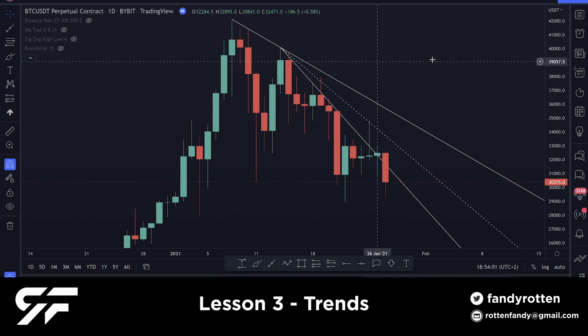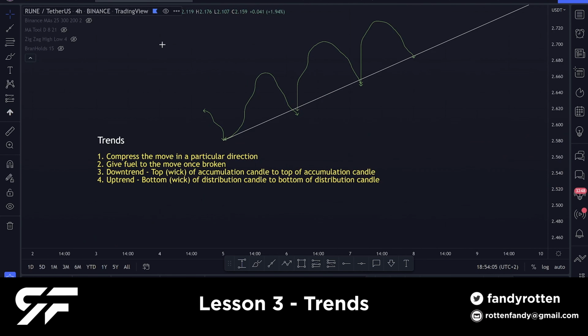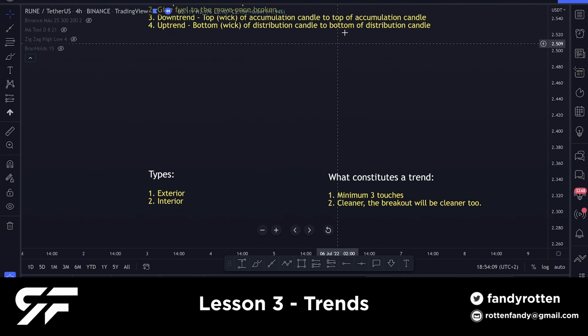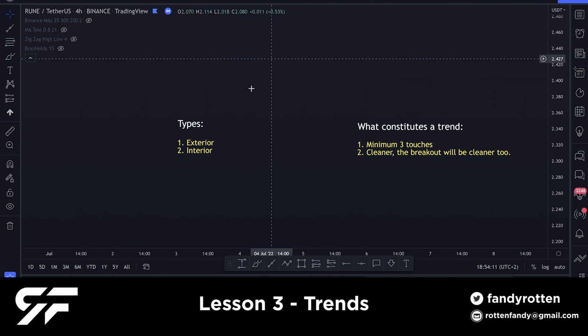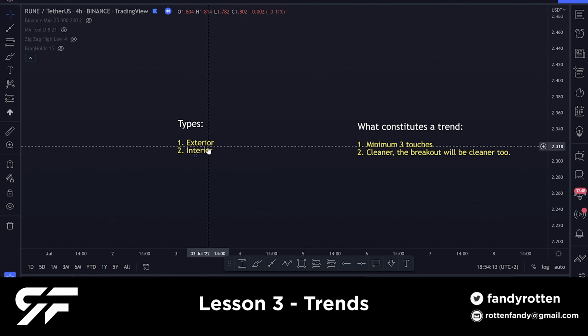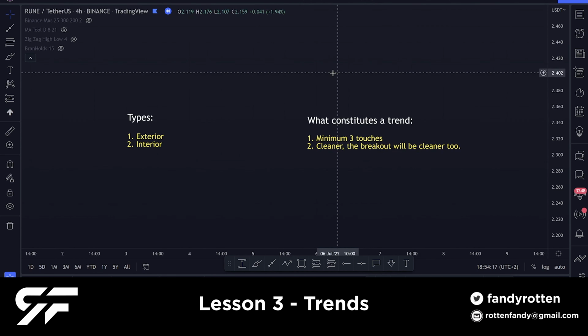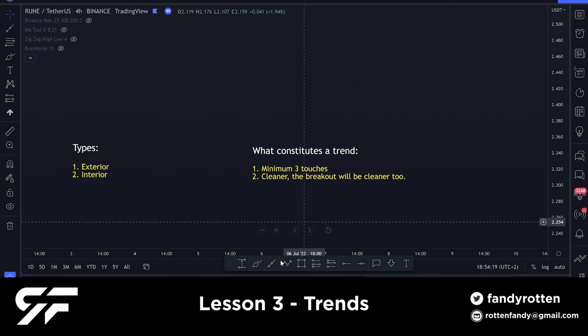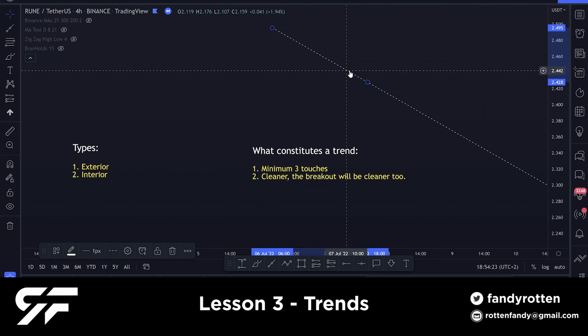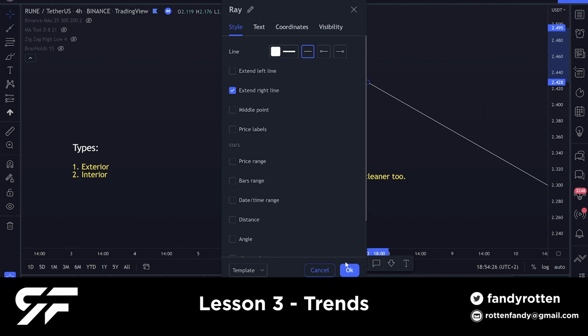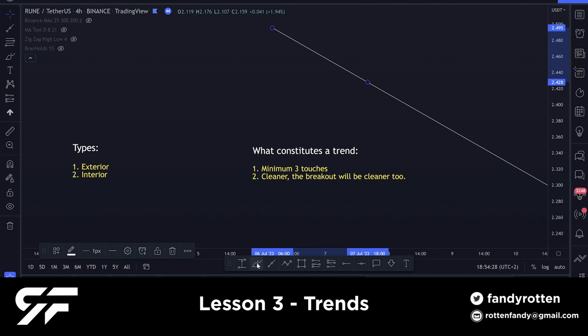of the chart. And so what is another important piece of information that you need to remember for trend lines, okay? So we have different types of trend lines, exterior versus interior. But before that, actually, let's talk about what constitutes a trend. A trend has to have a minimum of 3 touches, okay? And that includes the base point. So for instance, if this is a trend line, I want a minimum of 3 touches in order for this to be considered a trend.